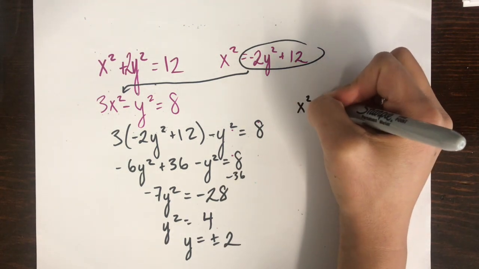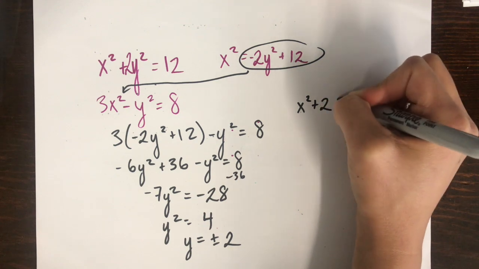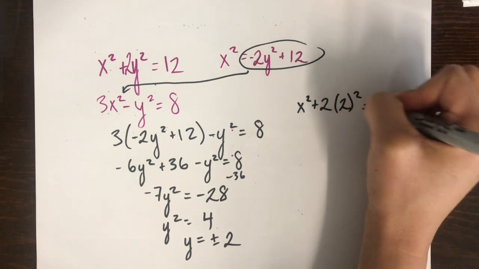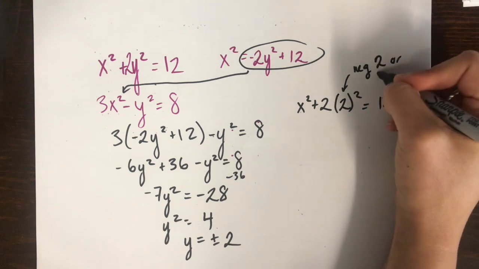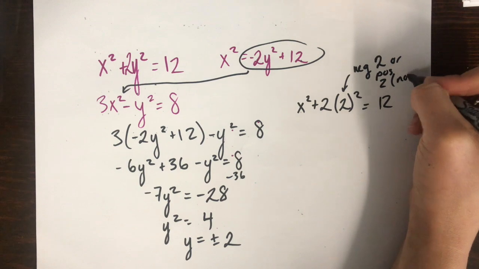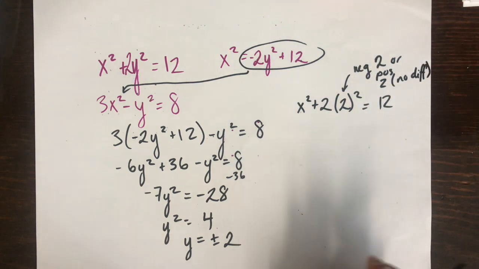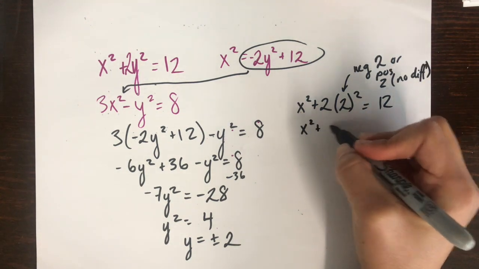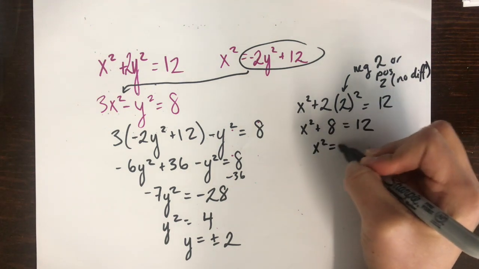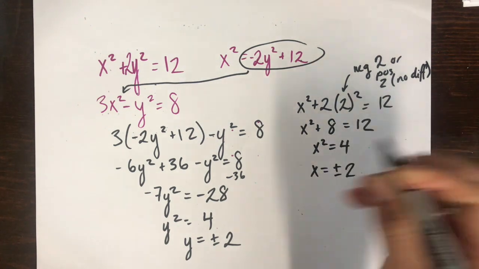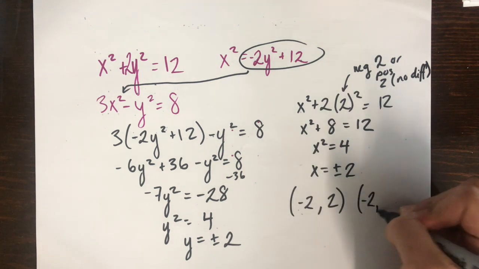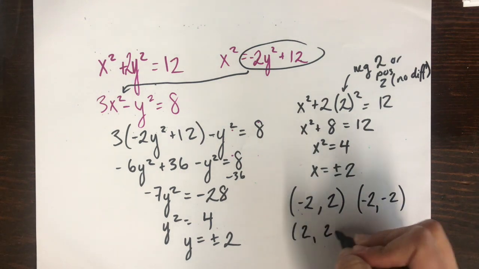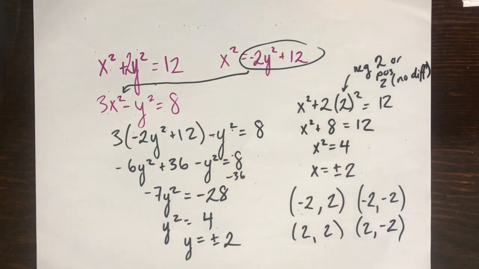However, I am not finished because I also have to solve for x. Once I find y, I have to solve for x because this is going to give me two different points. So I'm going to plug in positive 2 first, but what I realize is that negative 2 or positive 2 is going to result in the same solution for x, right? Because negative 2 squared is 4, and so is positive 2 squared. So I end up getting x squared is equal to 4, which means x is equal to plus or minus 2, which means I actually have 4 total solutions: negative 2, 2; negative 2, negative 2; 2, 2; and 2, negative 2.